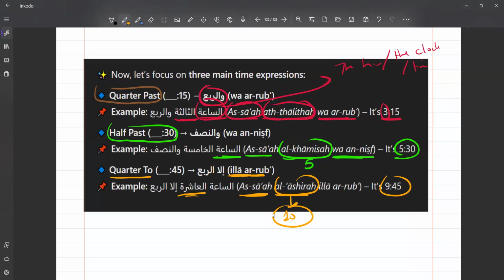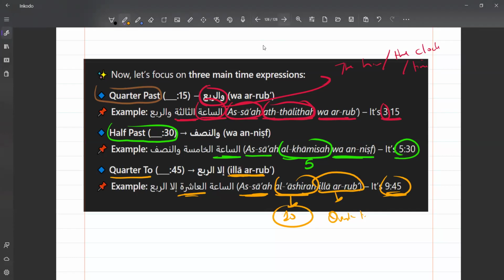So الساعة العاشرة إلا الربع. إلا الربع means quarter to. So 9:45 is basically quarter to 10. That is why we'll say in Arabic الساعة العاشرة إلا الربع. So you got it? That is why we use these three expressions to tell time in Arabic, right? Quarter past means wa-rubu', half past means wa-nisf, and quarter to means illa-rubu'.